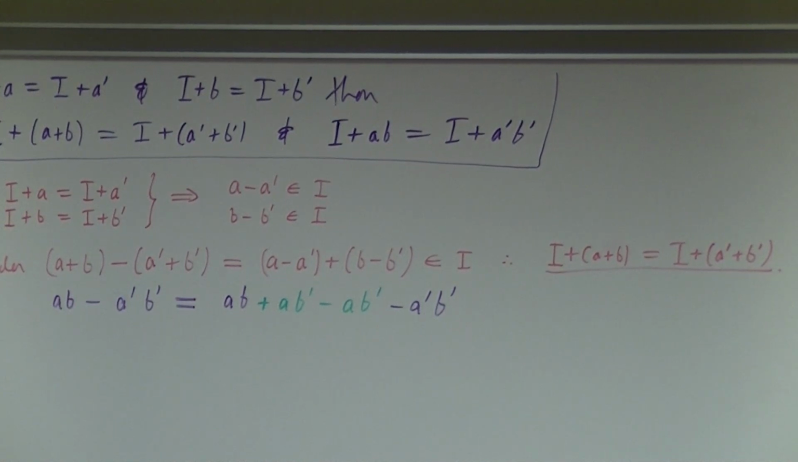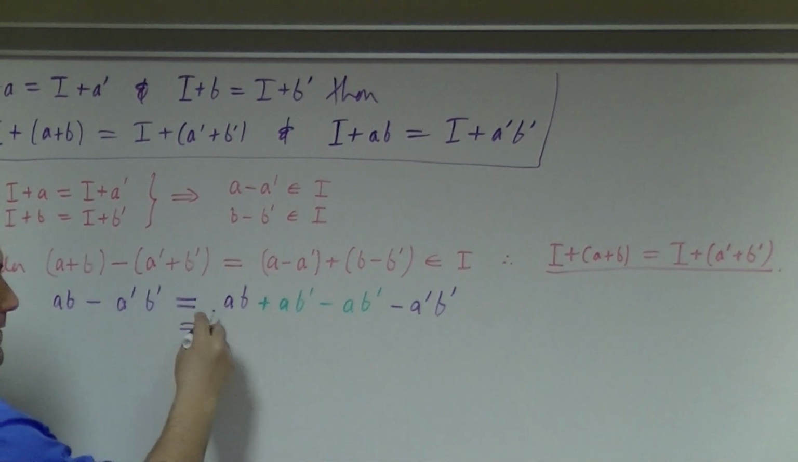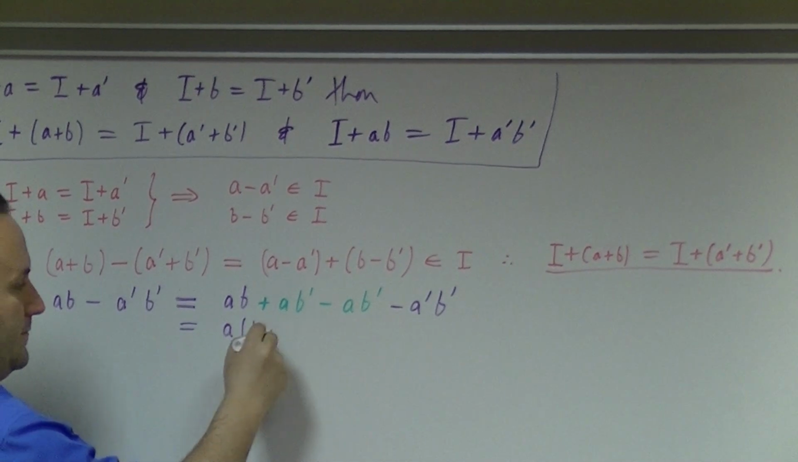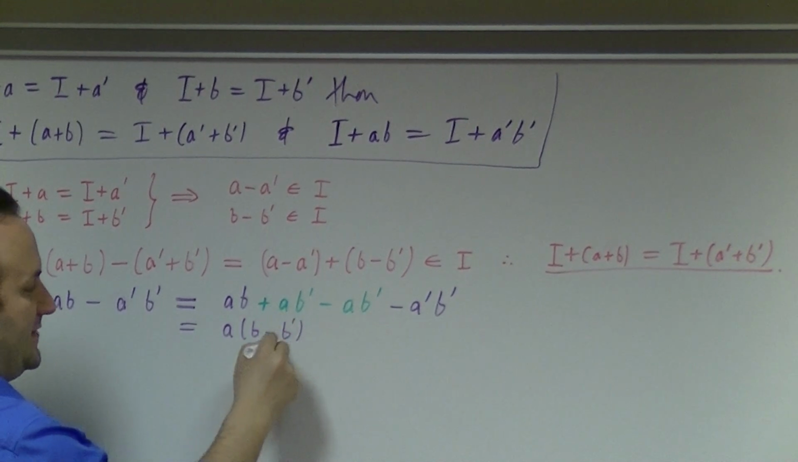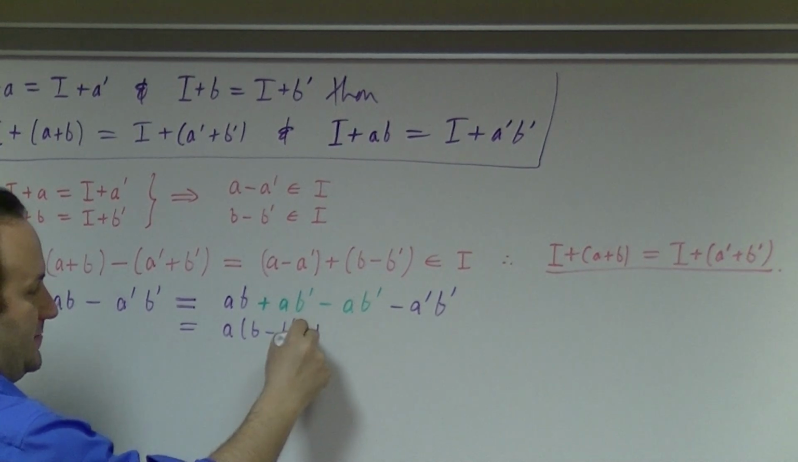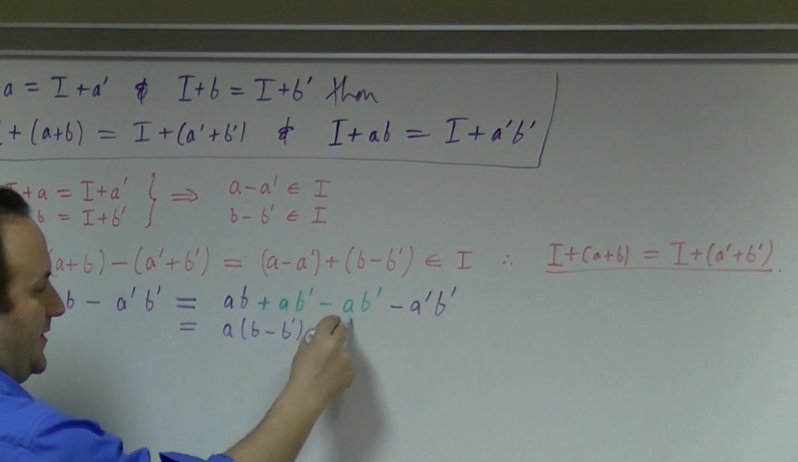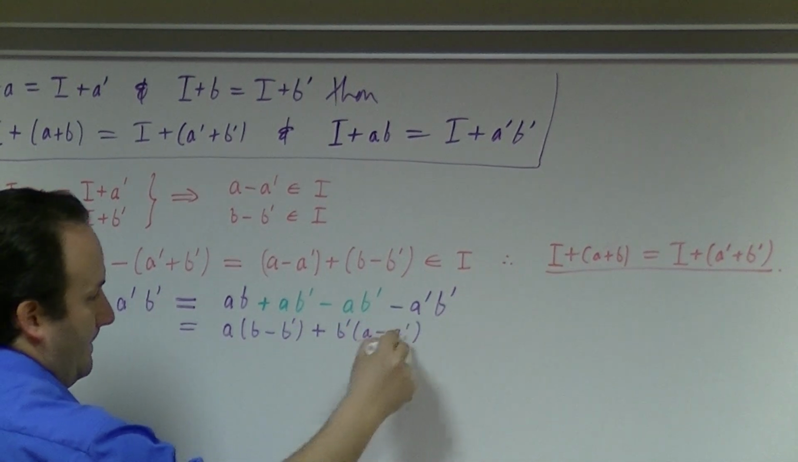And then what do I do? I can factor out an A in the first thing, right? I have A times B, first and third, thank you. A minus B prime, and then plus B prime, B prime, A minus A prime.